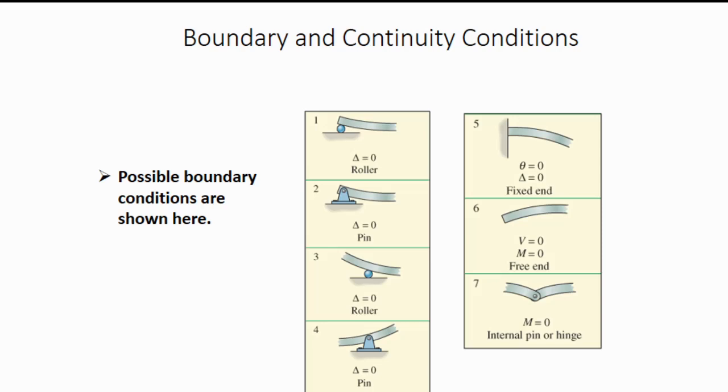If it is a free end of a beam, for the free end, the boundary conditions are V = 0, shear equals 0, and moment equals 0. For an internal hinge or internal pin, the boundary condition will be moment equals 0. These boundary conditions will be helpful in calculating the constant of integration.